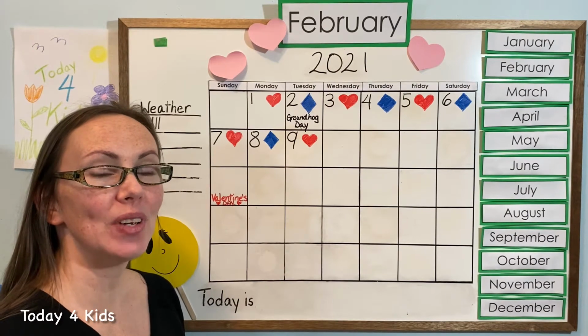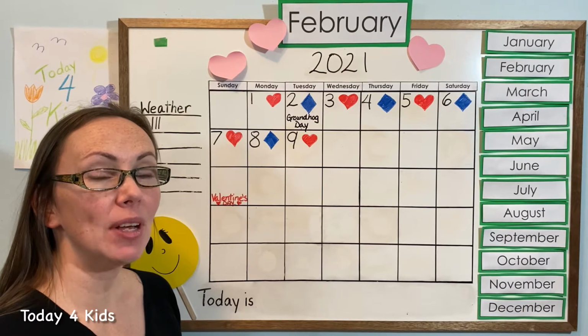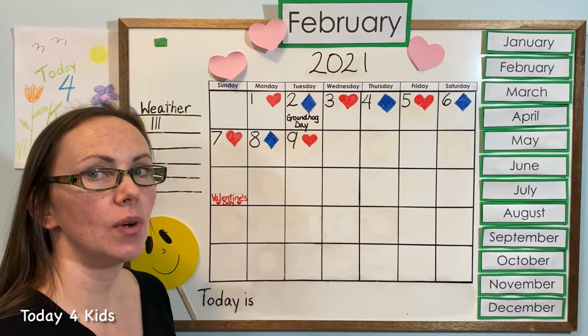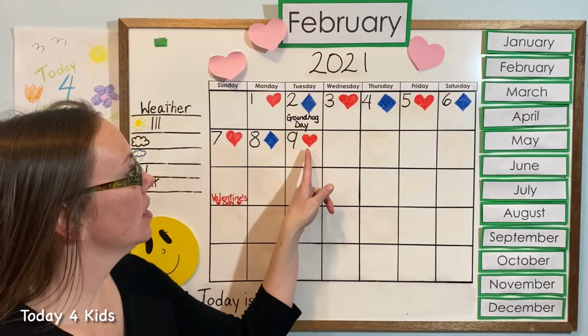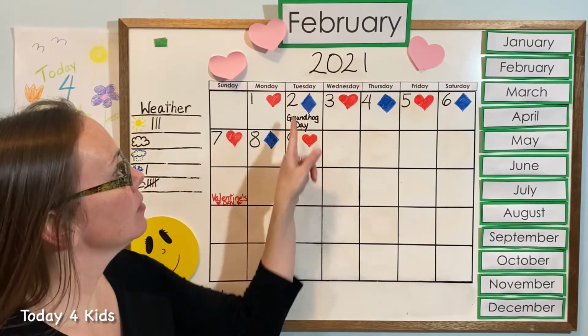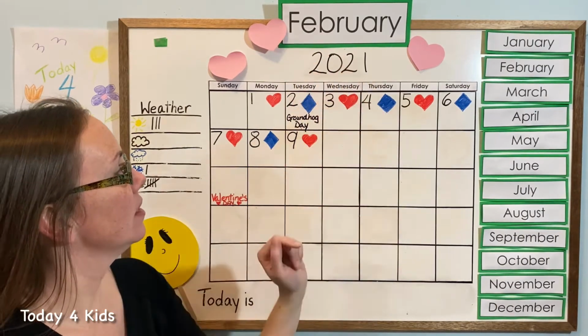Let's look at the board and figure it out together. Can you find the last shape we did in our pattern? That will help us figure out what today is. Are you ready? Did you guess red heart? Good job. So yesterday was a red heart and it was Tuesday, February 9th, 2021.